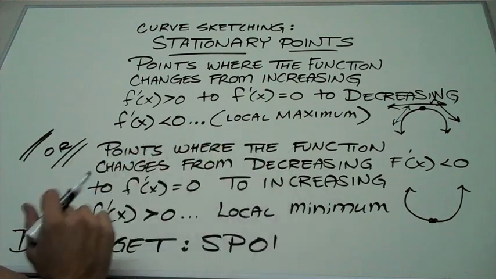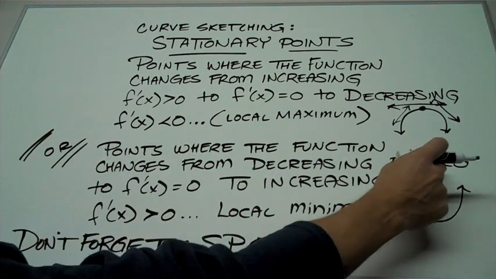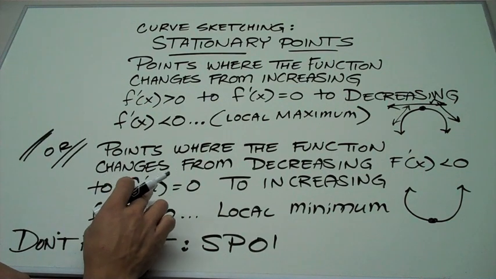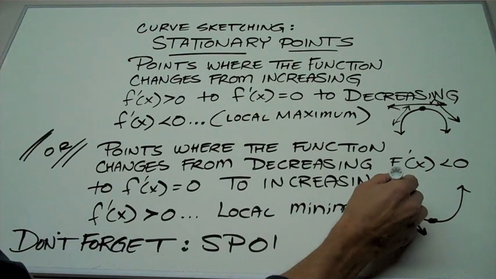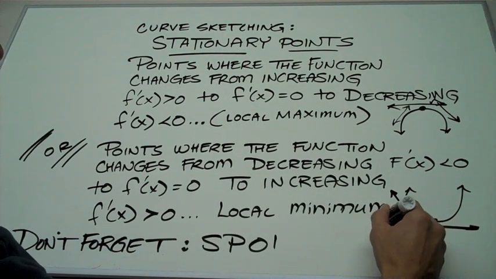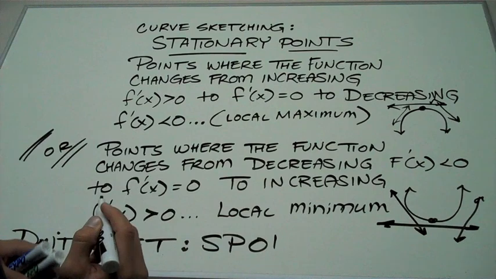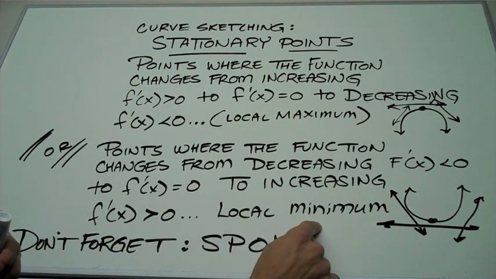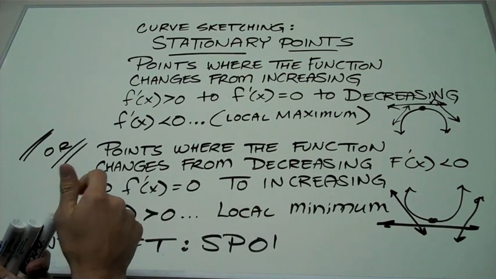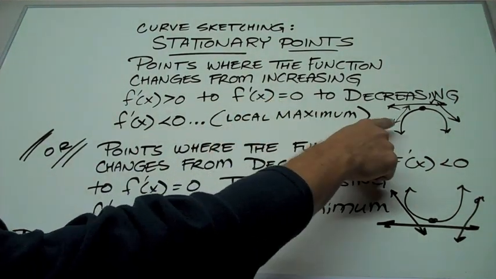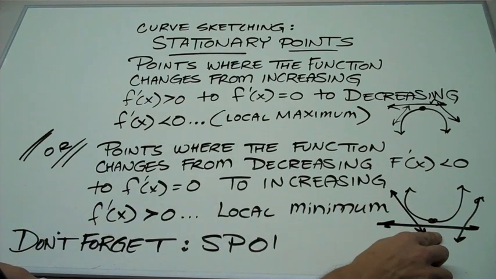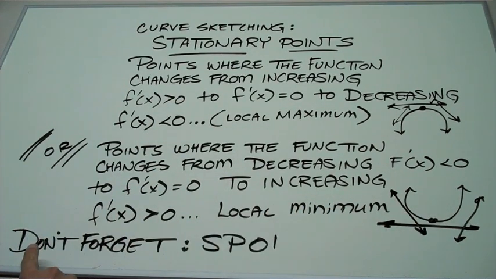Also, we can have points where the function changes from decreasing, f'(x) less than 0, to f'(x) equal to 0, to increasing, which is f'(x) greater than 0. We see here the derivative is negative, it's 0, and then it's positive. That's what a local minimum is. So stationary points are really any time you have f'(x) equal to 0. We can have local maximums as stationary points, and local minimums also. Also, don't forget, we've got stationary points at something called the stationary point of inflection. We'll see that on our next slide.